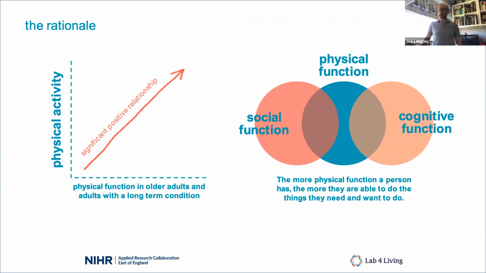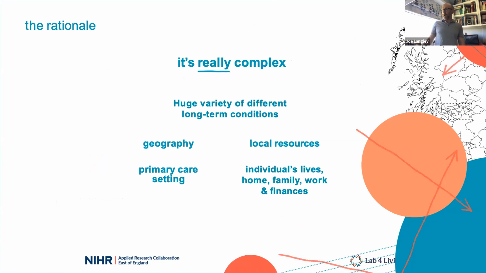We also know there is a strong correlation between physical activity and physical function in older adults and adults with long-term conditions, and a wider relationship between physical function and other functions, social and cognitive. Finally, we also know it is really, really complex. There is an obviously wide range of different types of long-term conditions, variations in geography, primary care settings, local resources available, and obviously also people's lives, their home, family, work, financial setup, etc.